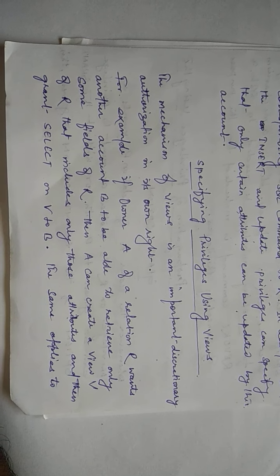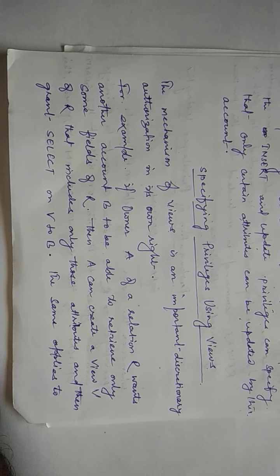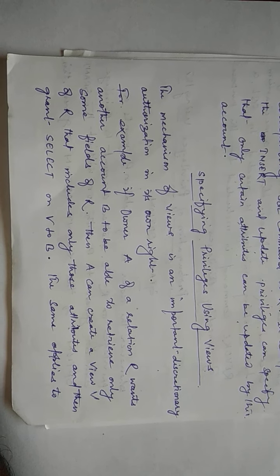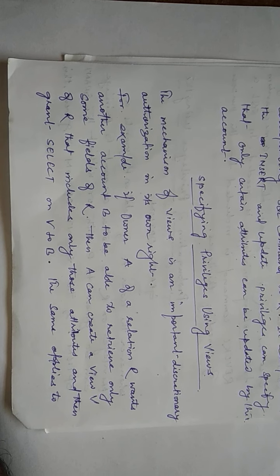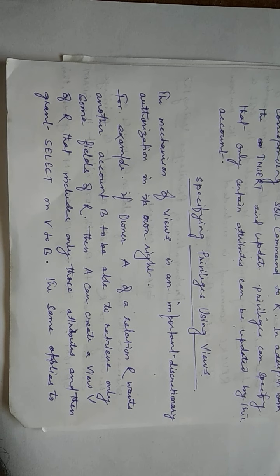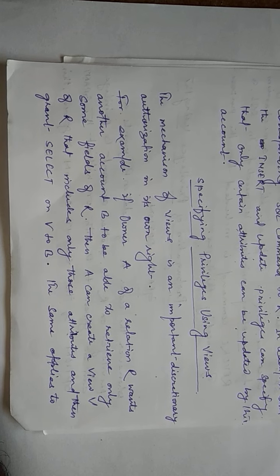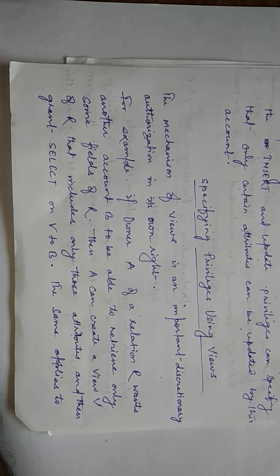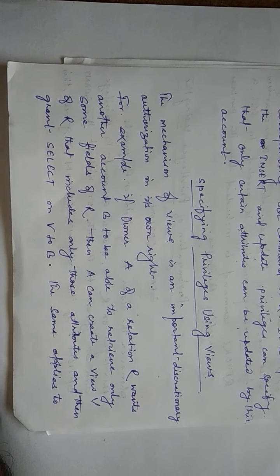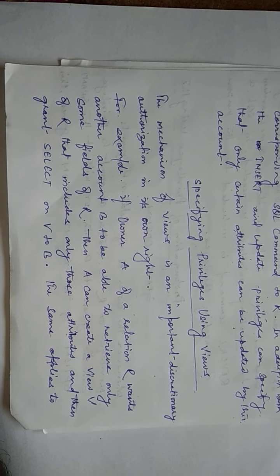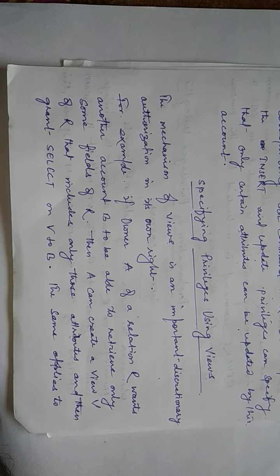This is my second video in database security and authorization. In the previous video, we discussed the types of discretionary privileges. Privileges can be granted on each individual relation: SELECT and MODIFY. Now I will discuss specifying privileges using views. The mechanism of views is an important discretionary authorization mechanism in its own right.